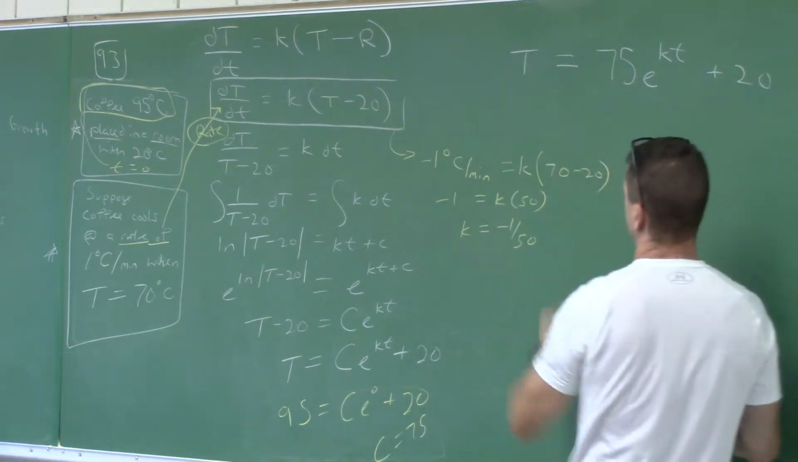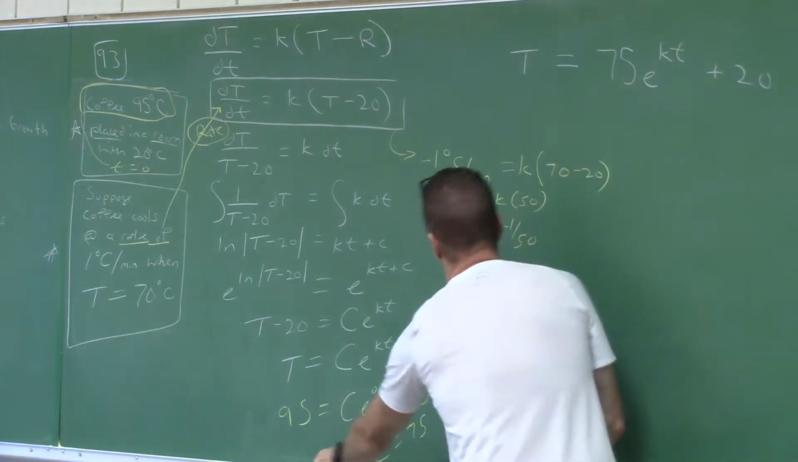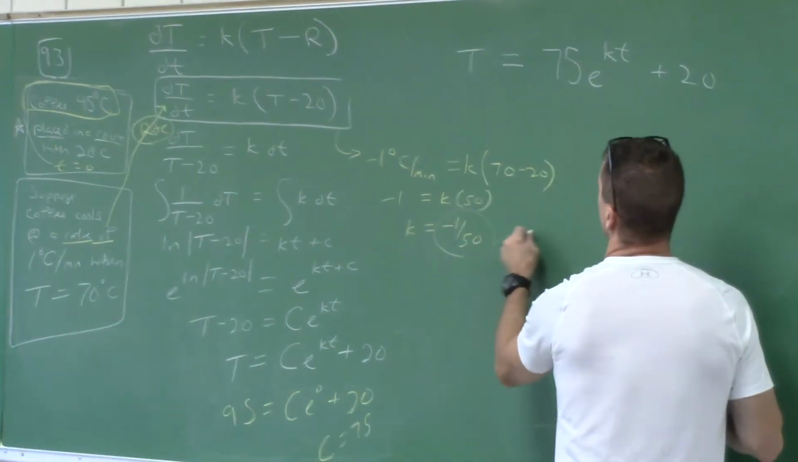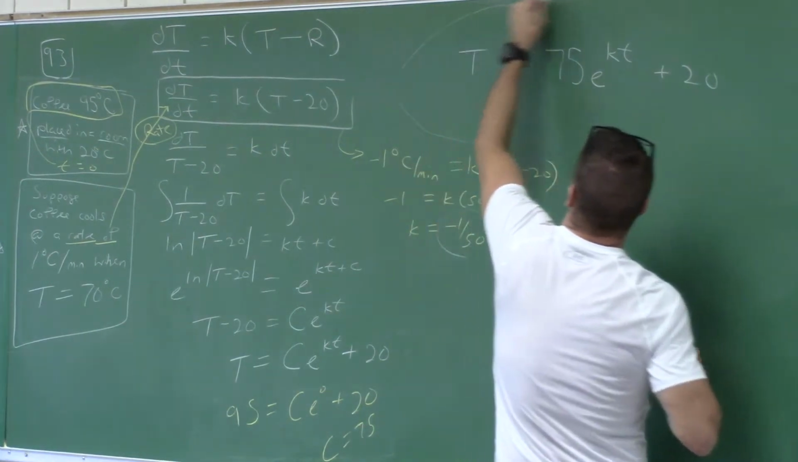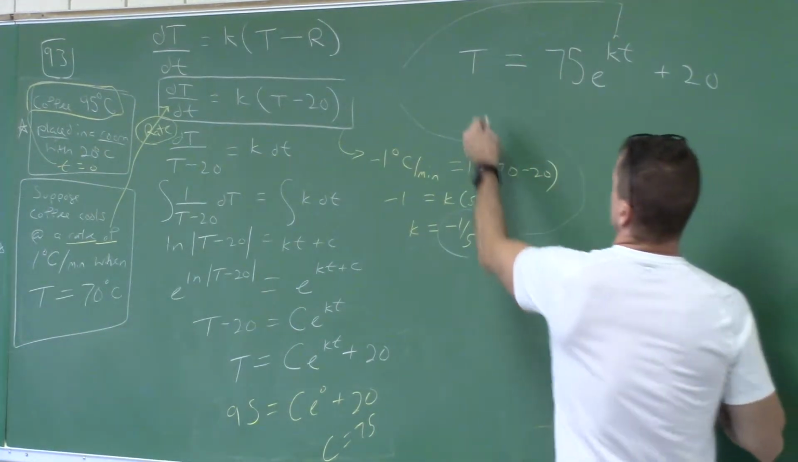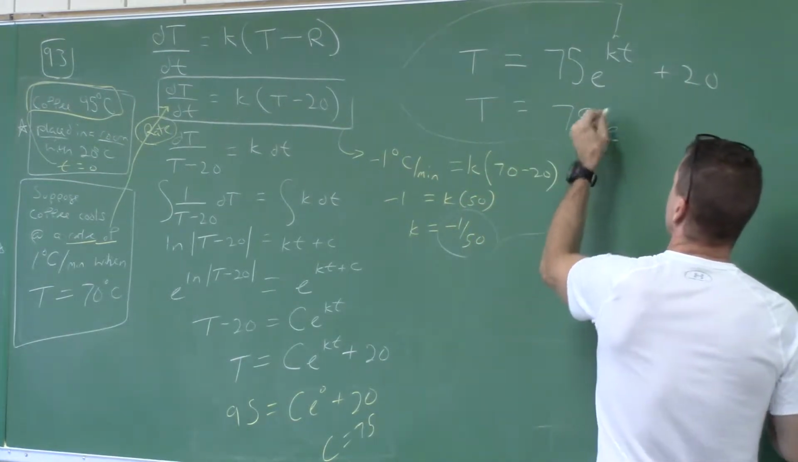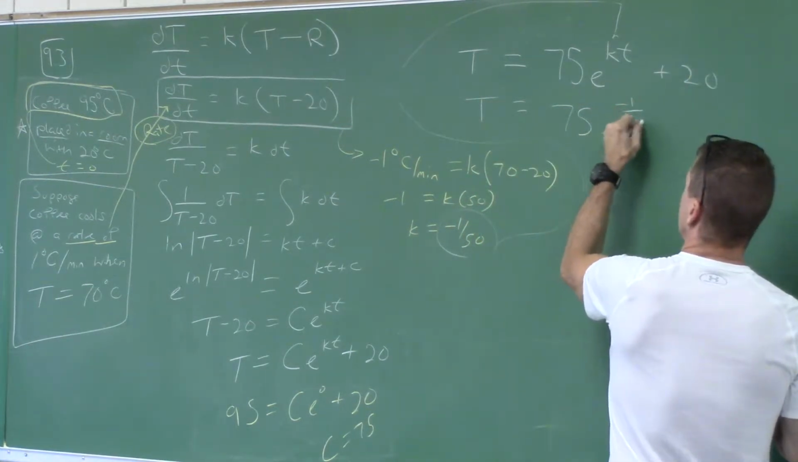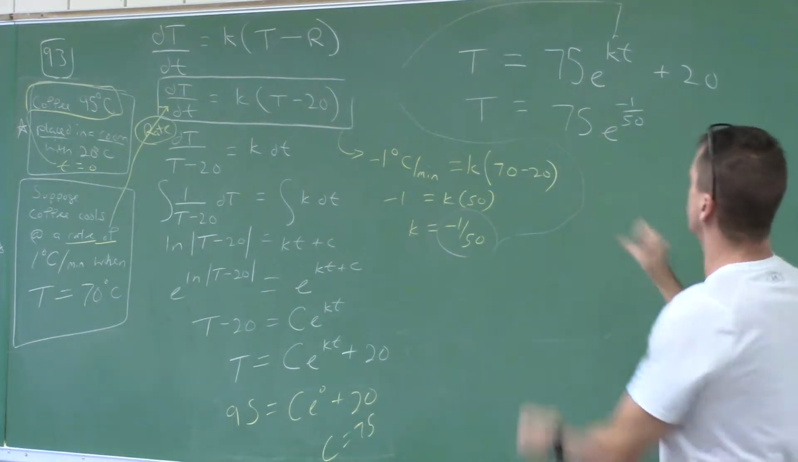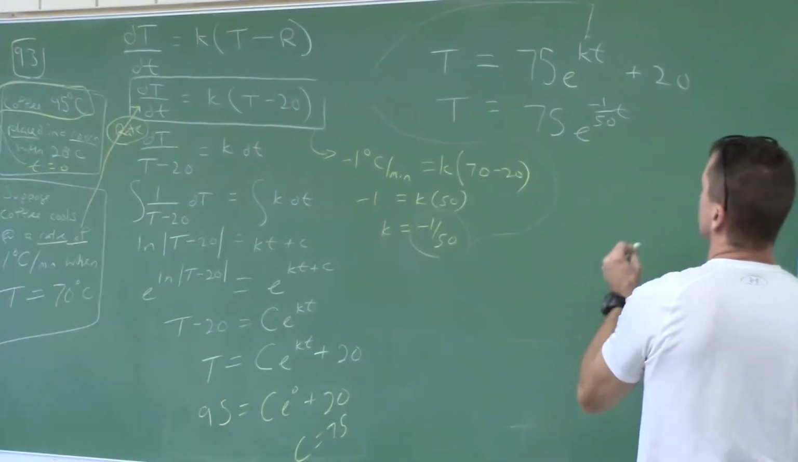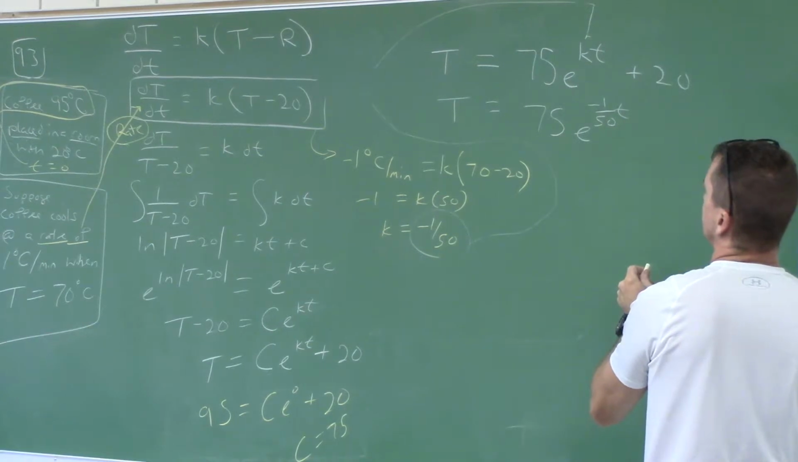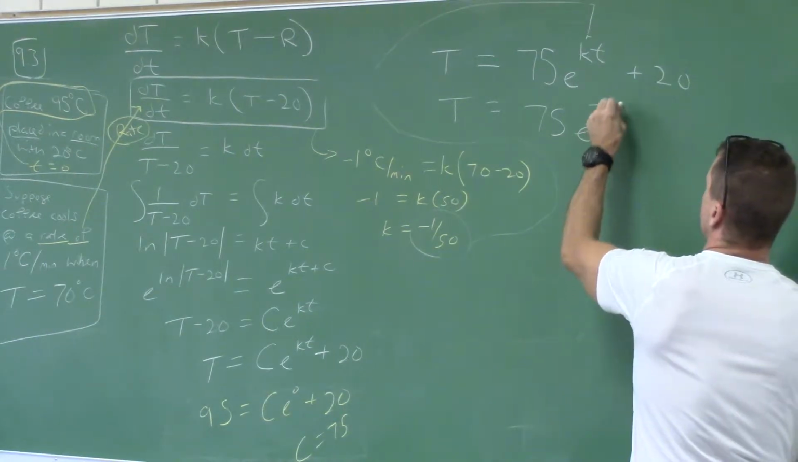Let me get the problem. I'm just going to plug it in now, everyone. Take this, put it right into that old constant right here. And here's the final answer. Temperature equals 75 e to the negative 1/50, yeah, we knew this was going to be a negative exponent with the temperature decreasing, negative 1/50 times t, plus 20.